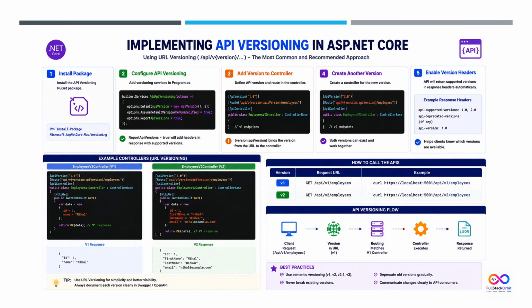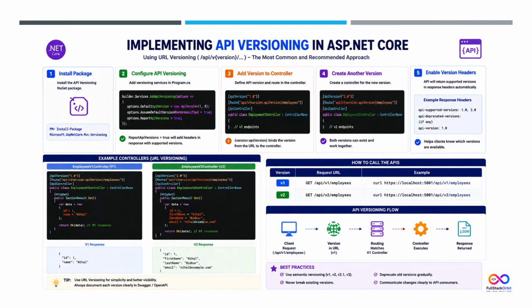Now step 5 is to enable version headers. Another useful feature is the version header. The API can automatically return headers like api-supported-versions and api-deprecated-versions. These headers help clients understand which versions are currently supported and which versions are going to be removed. This makes API migration much easier.